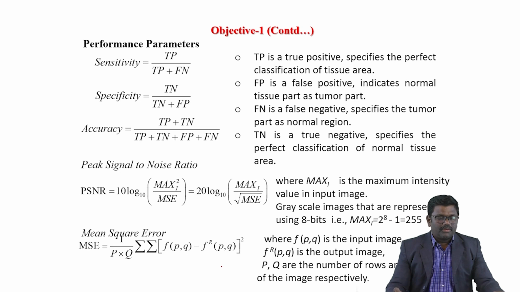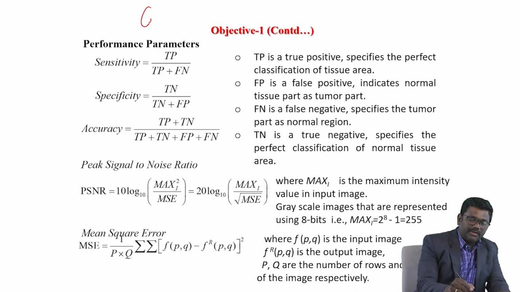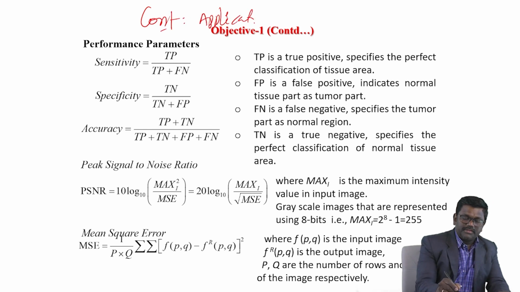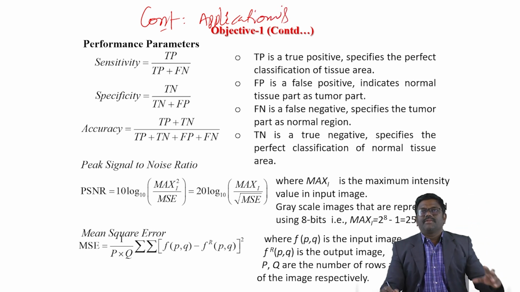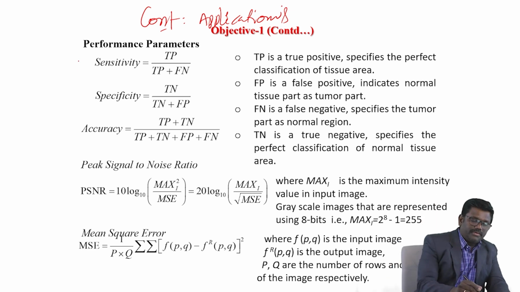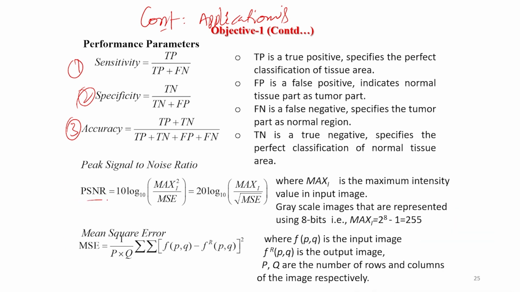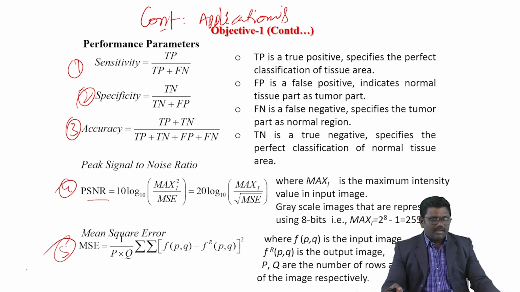Now this is a continuation of the application. What is the application we are concentrating on? Binary image processing. What is binary image processing? It is a complete representation of digital images. So what are the parameters to be evaluated? Number one, sensitivity; number two, specificity; number three, accuracy; number four, peak signal to noise ratio; and fifth one is MSE, that is mean square error.